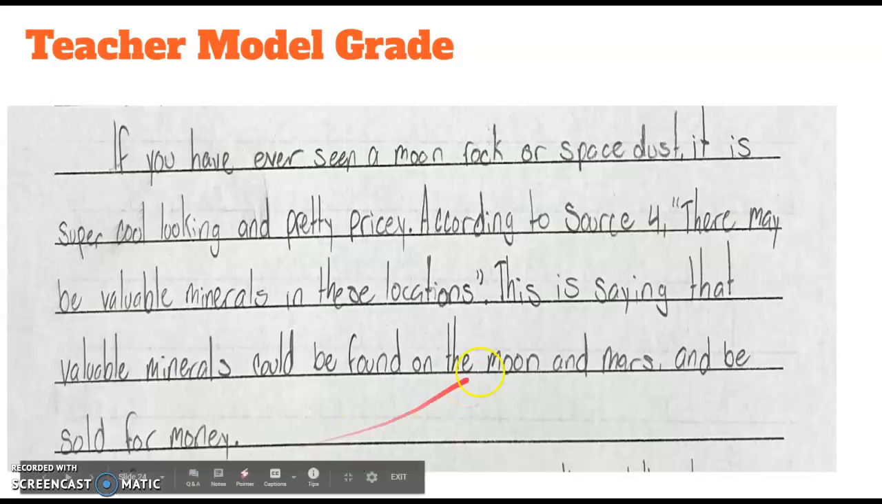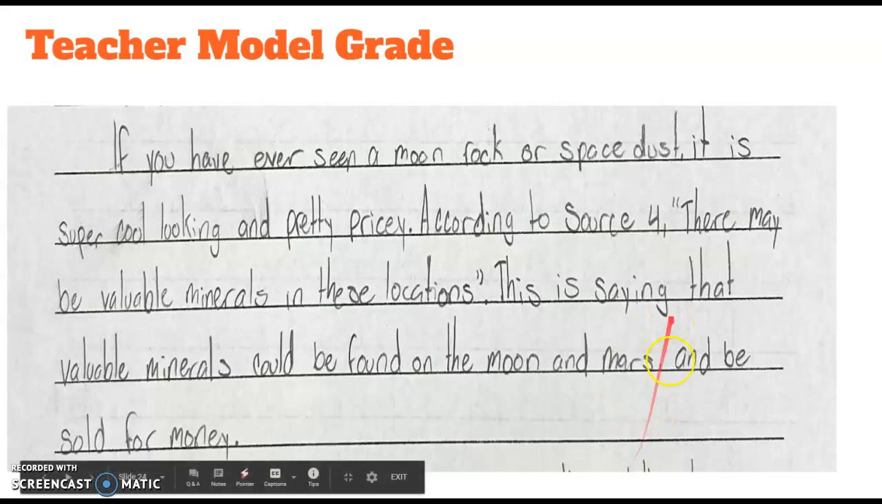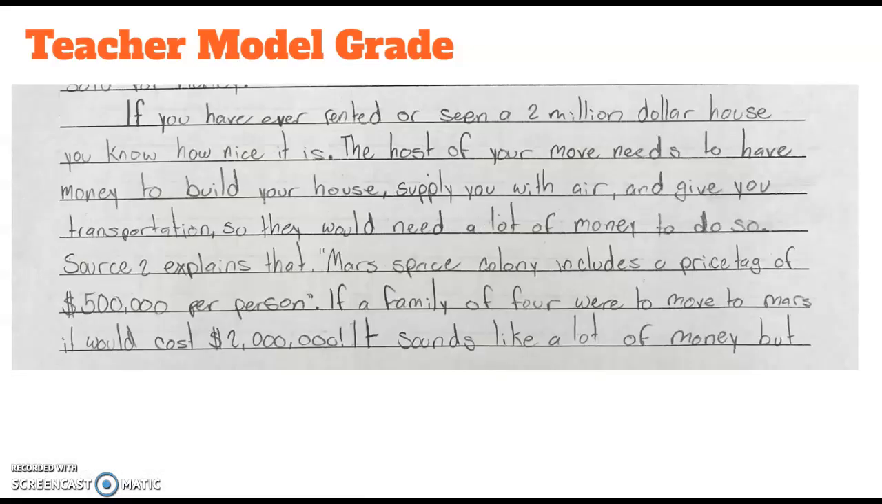So again, use of great evidence here. She's quoted her source. She's even told me her point here. If you've ever seen a rock or mineral dust, it's super cool looking and pretty pricey. So she's getting at the point of colonizing in space, living in space, you can make money. But again, is she talking about living in space or is she talking about buying property in space? So again, the focus might be a little off. Also, I'd like more detail in this paragraph. So now we're starting to maybe take a hit on evidence and elaboration. But let's keep reading.